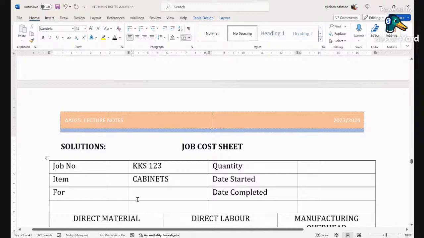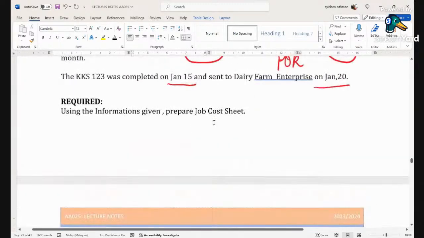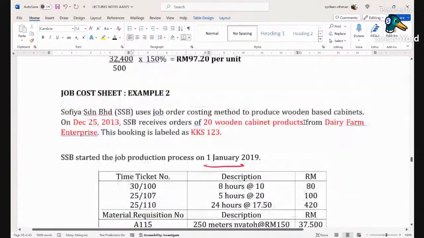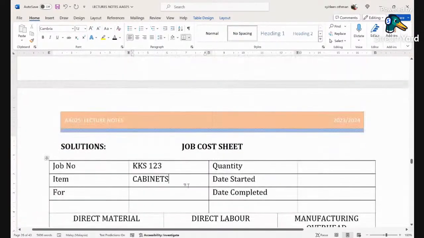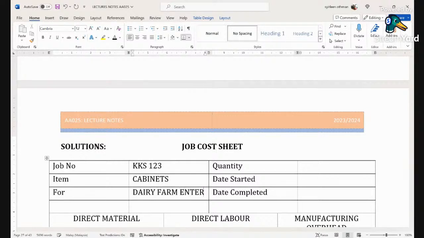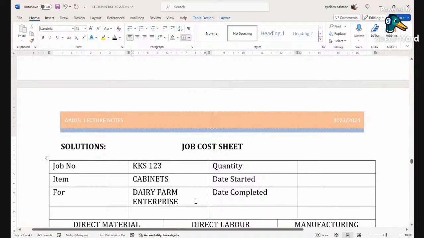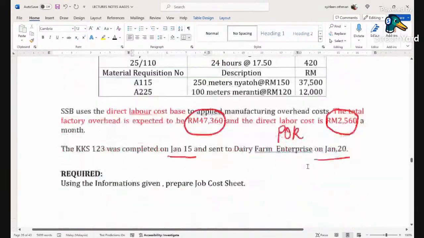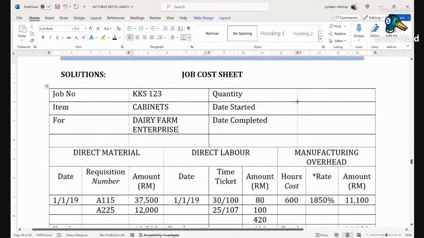Okay. Alright, so who are you selling the items to? Okay, saya jual kepada Dairy Farm Enterprise. Okay, so this one is Dairy Farm Enterprise. Okay, and then quantity yang dia nak order tadi, jumlah yang dia order ialah 20 units.